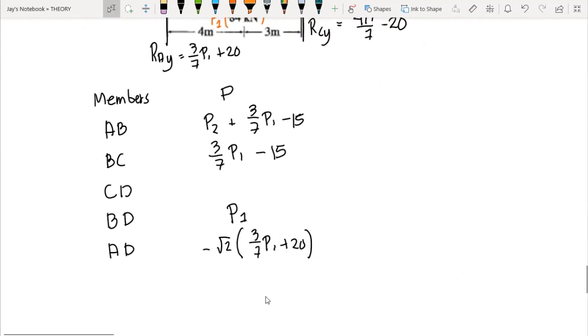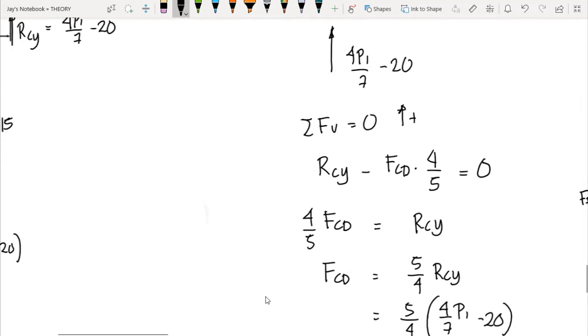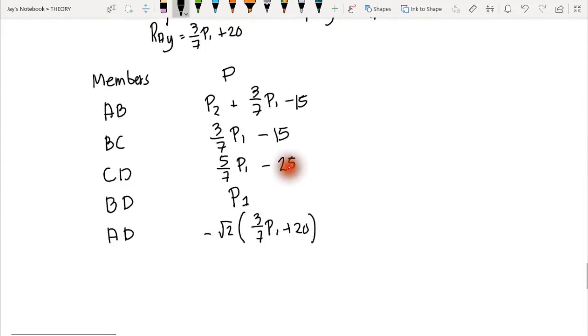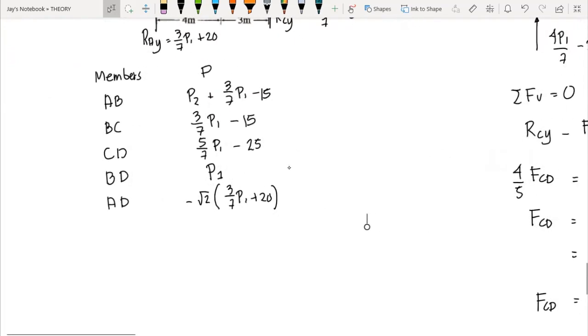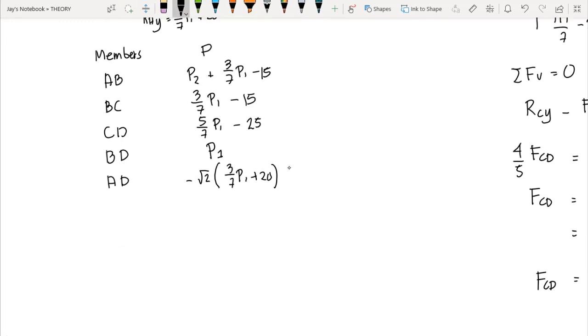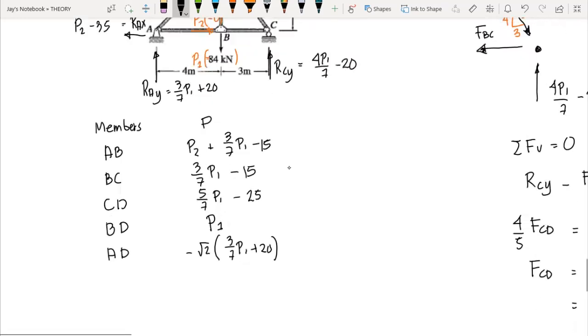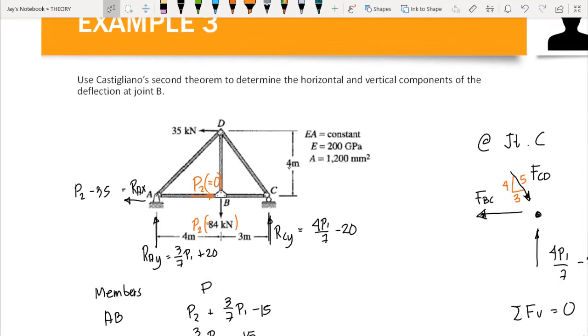So we have CD here, which is 5 over 7 P1 minus 25. Okay? So we can now compute first the vertical component of the deflection at joint B.